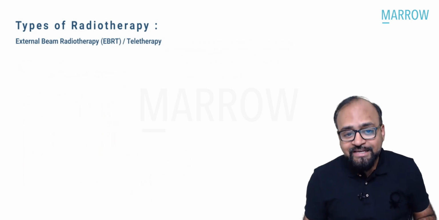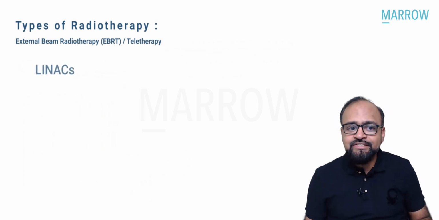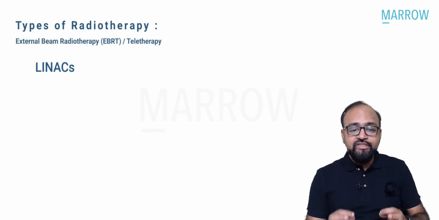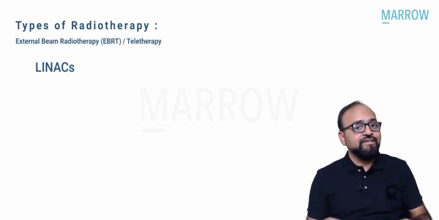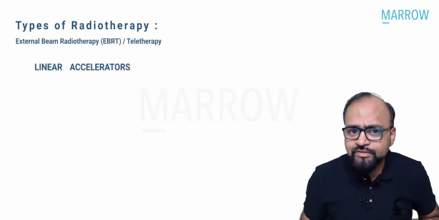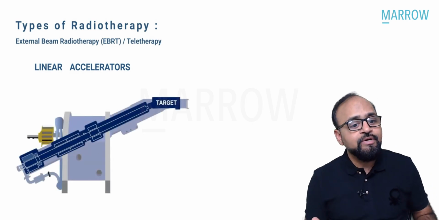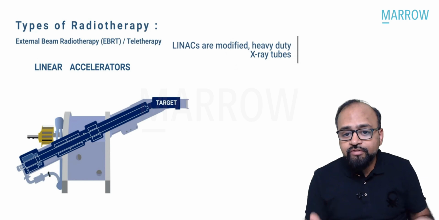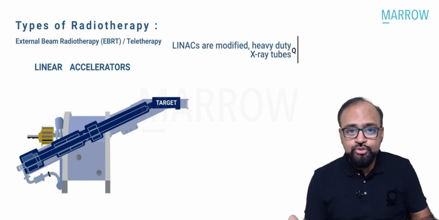These are called Linacs. What are Linacs? Linac is nothing but an abbreviated term for linear accelerators. So what are Linacs? Linacs are nothing but linear accelerators. What are these? They are nothing but X-ray tubes. If you see this, Linacs are nothing but modified heavy-duty X-ray tubes.